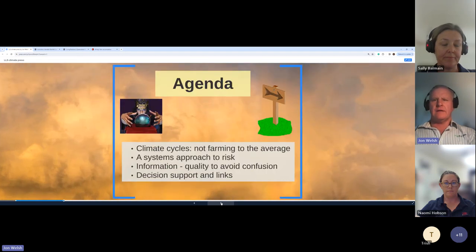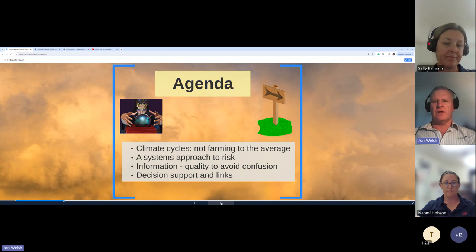So we're going to start the presentation exploring the climate cycles and farming to the cycles, not to the average. The average hardly ever occurs. It's normally too wet or too dry and hardly ever in between. We hardly ever get that Goldilocks season where we get our average rainfall in any given month. It seems to be one way or the other.